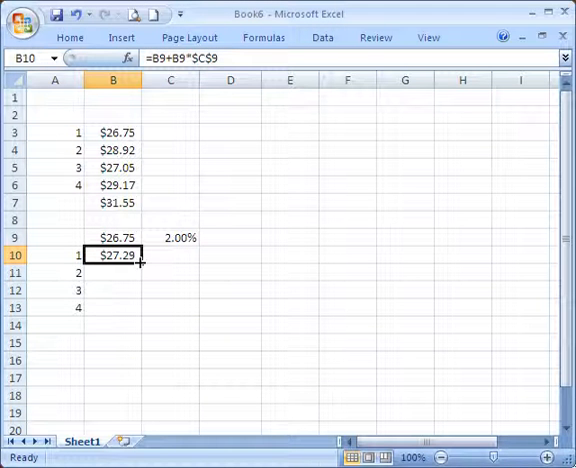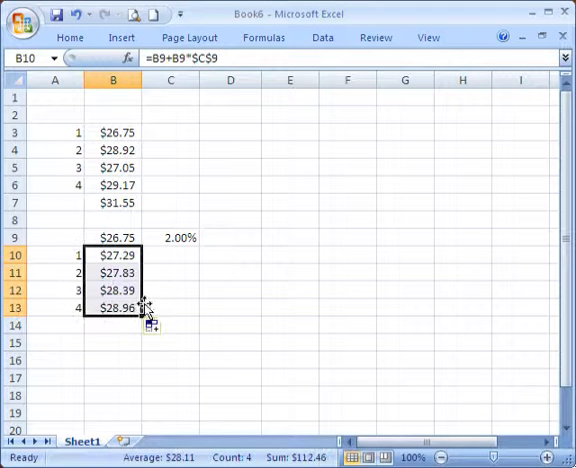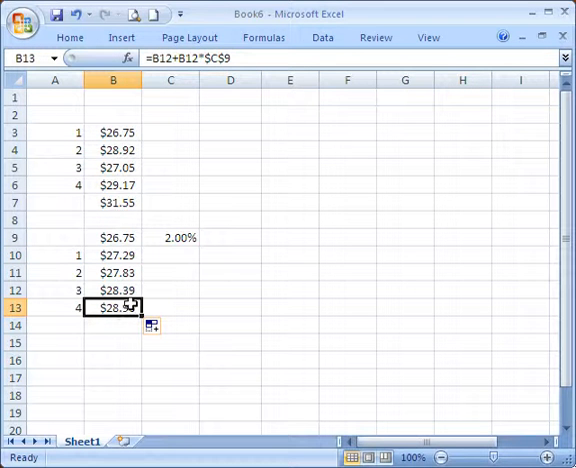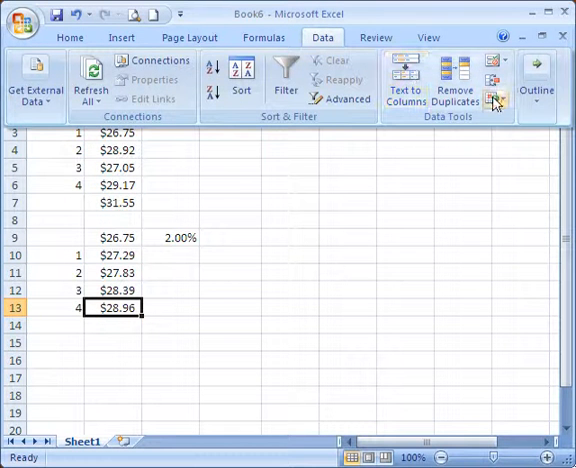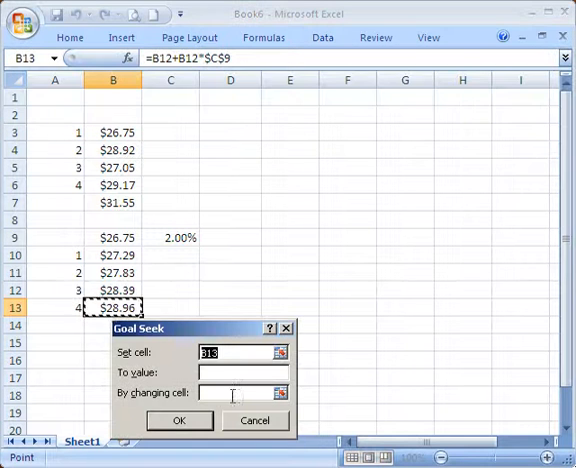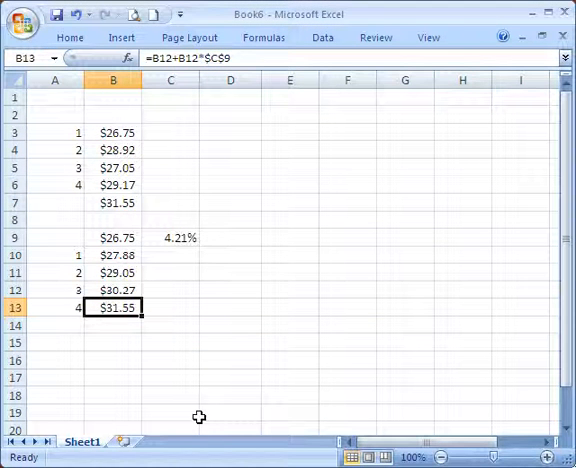And our question is, do we reach $31.55? Since we don't, we'll use goal seek to adjust. We'd like the final price to be $31.55, and we get it by adjusting the annual percentage increase. So our answer to the first part is that prices here were increasing at an annual rate of 4.21%.